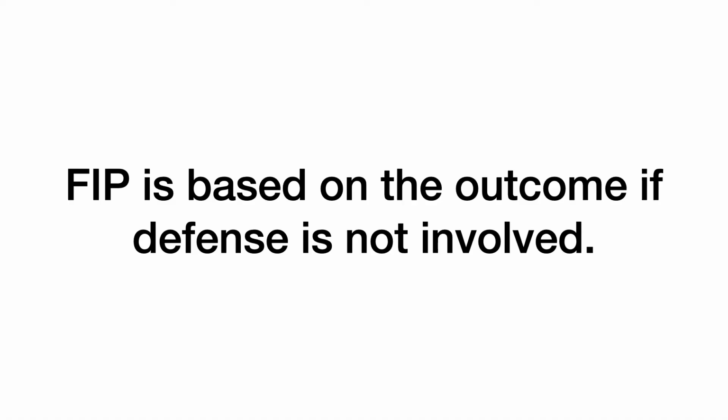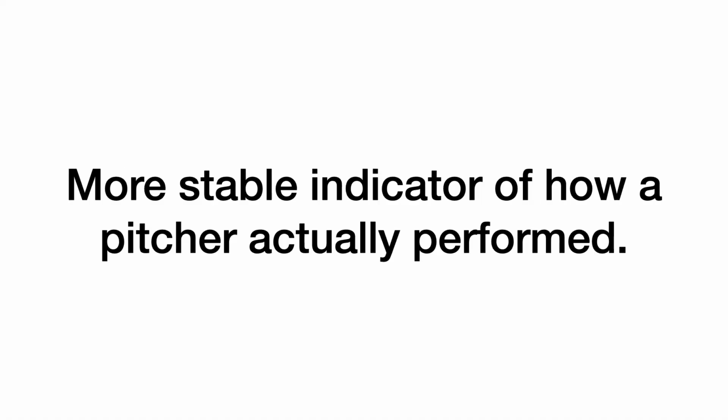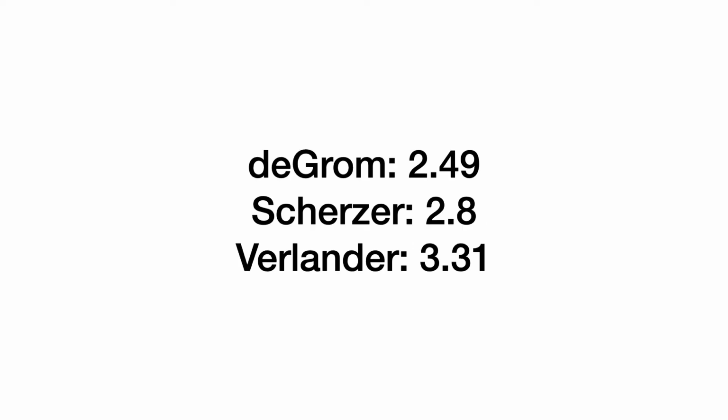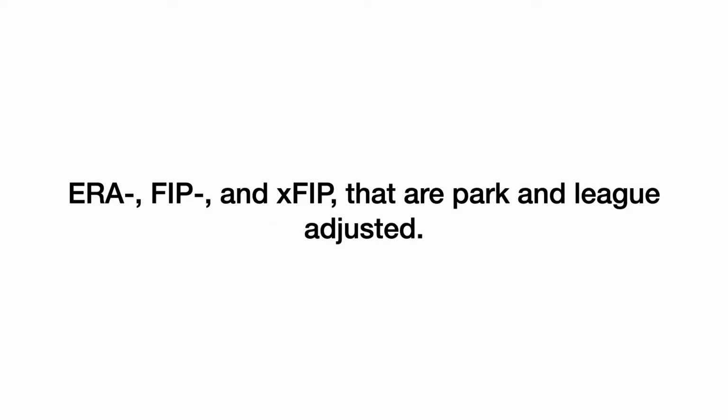Okay, the next statistic is fielding independent pitching, FIP. It is based on the outcome if defense is not involved. It is a more stable indicator of how a pitcher actually performed. The average is 4.04 and median is around 4.62. The best pitchers in the game have numbers around 2.5 or a little bit below 3 or around 3. So we have deGrom 2.49, Scherzer 2.8 and Verlander 3.31. And I also recommend to check other statistics that are ballpark and league adjusted.